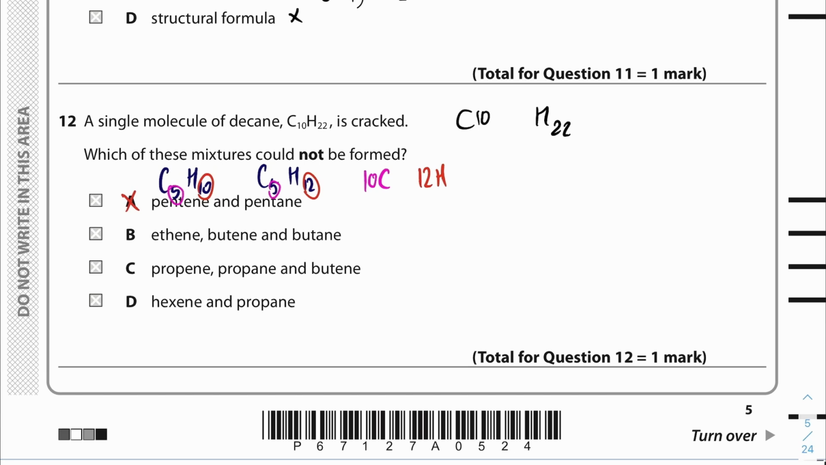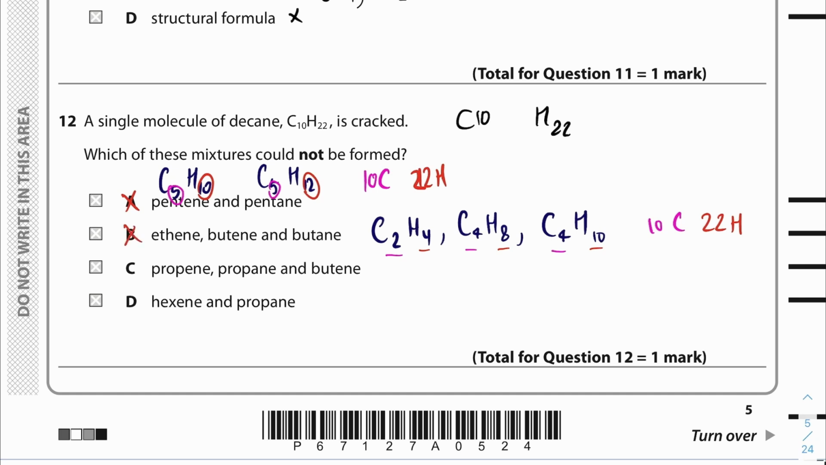Let's look at ethene. Ethene is C2H4. Then we have butene, which is C4H8, and then butane, C4H10. Now let's look at the carbons. 2 plus 4 is 6, 6 plus 4 is 10, so we have 10 carbons. What about the hydrogens? We have 4 plus 8 is 12, plus 10 is 22, so that's 22 hydrogens, so that can be formed. So that's also out of the equation.